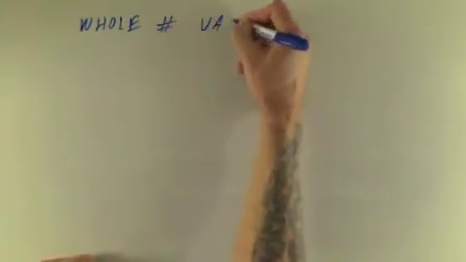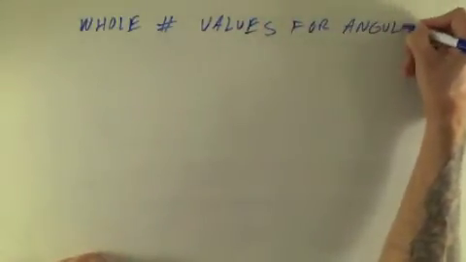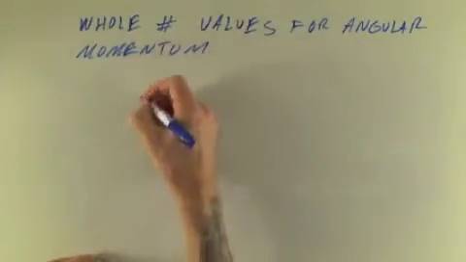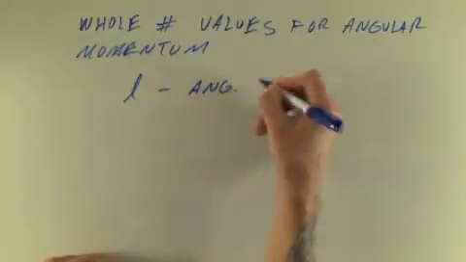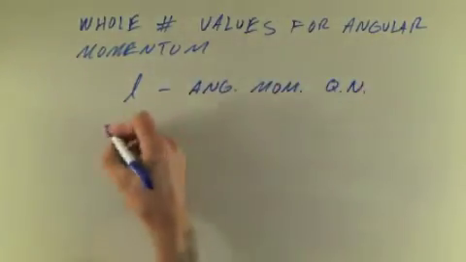So we also get whole number values for the angular momentum. Now the angular momentum also contributes to the energy here. But the biggest effect it has, and this is the L quantum number, angular momentum quantum number, is how it affects the shape.